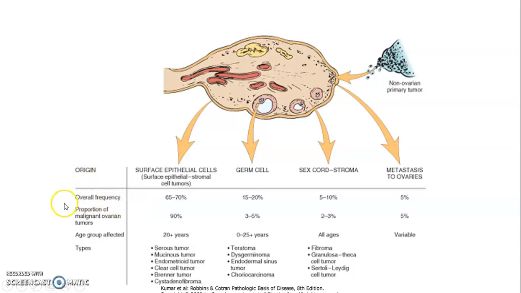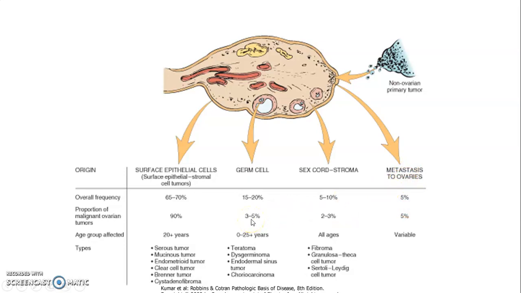So, overall frequency means most common tumors are surface epithelial tumors, comprising 65 to 70%, and the proportion of malignant ovarian tumors is 90%. So the most common tumors are surface epithelial tumors, and the most common malignant forms are also surface epithelial tumors. The age group affected is 20 plus years. After 20 years of age, the female may have surface epithelial tumors. Then germ cell tumors are second in frequency, then sex cord tumors, stromal tumors, and then metastatic.